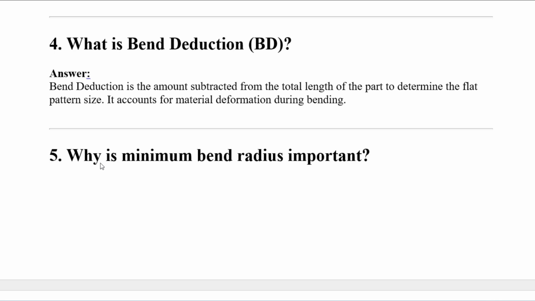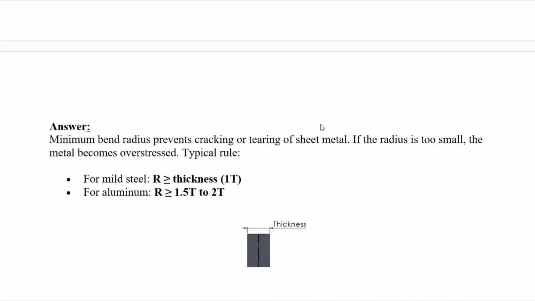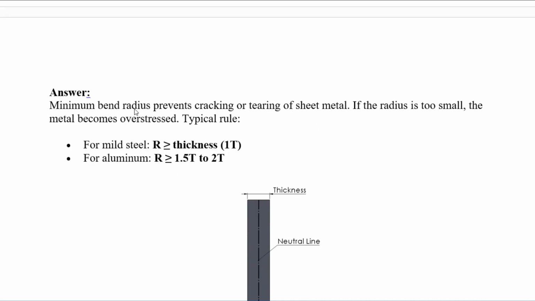So why is the minimum bend radius important? This one is very important. The minimum bend radius prevents the cracking or tearing of the sheet metal. This is a very important guideline in sheet metal design. If the radius is too small, the metal becomes overstressed.